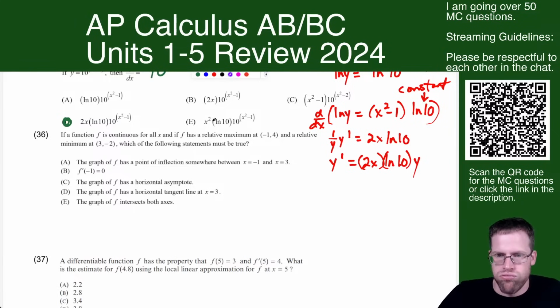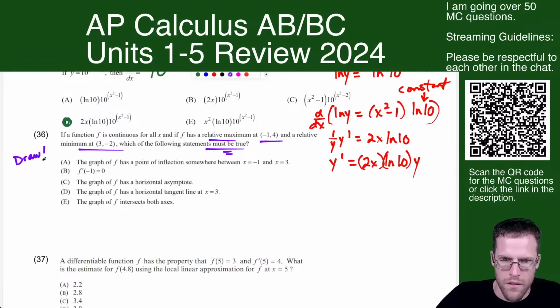All right. Oh, here we go. Unit 5-ish. Yeah, this is like Unit 5 stuff. First derivative test. So f is continuous. f has a relative max at negative 1, 4 and a relative minimum at 3, negative 2. Which of the following statements must be true? Think and draw. Okay, so draw and then think. Okay, I should have written that next to it. Yeah, that looks better. So draw and think.